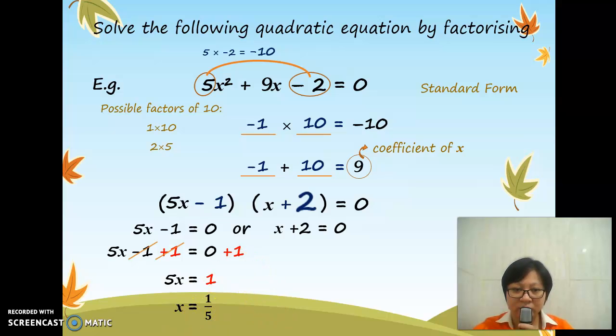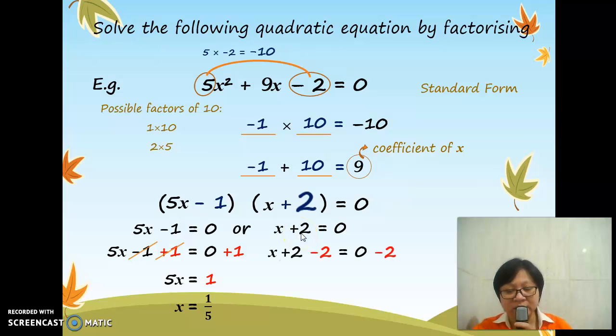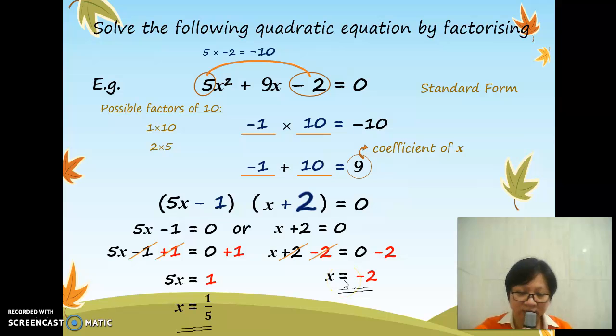And then go to the right side. x plus 2 equals 0. Using balance method to eliminate the plus 2, I'll get the result x equals negative 2. So the solution is x equals 1/5 or x equals negative 2. This is how we solve the quadratic equation in standard form by factorizing.